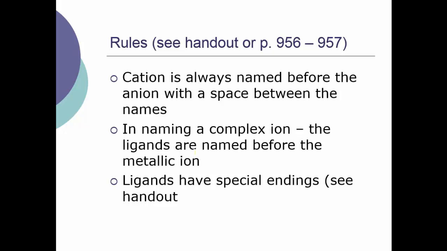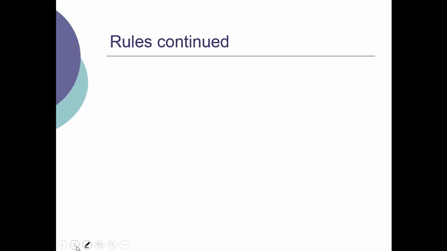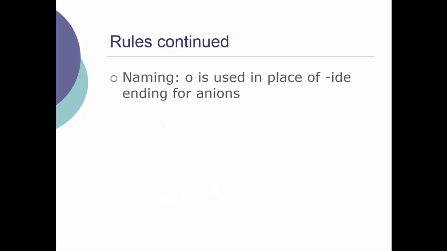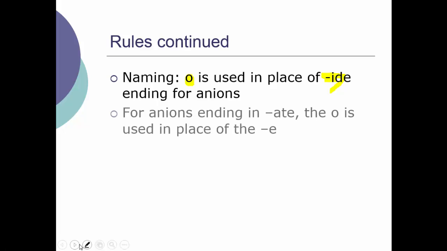Again, the ligands are always named before the metal ion. Ligands always have special endings. Refer to the handout in Sapling for the ones that you're responsible for. O is used in place of "ide" for anions in some of these rulings. And for anions that end in "ate," the O is also used in place of the E.